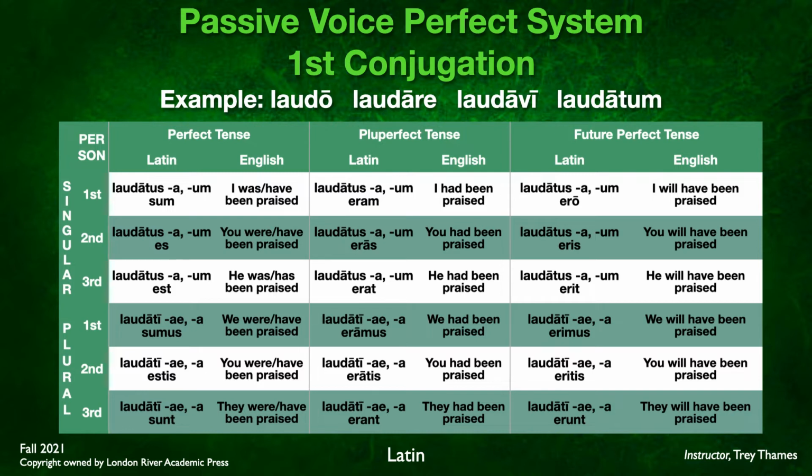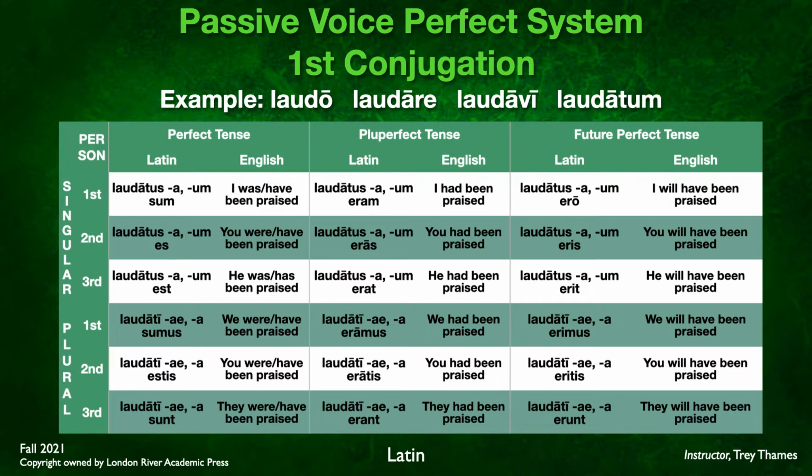And for the future perfect, finally, again, laudatus, -a, -um plus ero, eris, erit. And in the plural, laudati, -ae, -a, erimus, eritis, erunt. Translations: I will have been praised. You will have been praised. He, she, it will have been praised. We will have been praised. You all will have been praised. And they will have been praised. So that is the passive perfect system for first conjugation verbs.